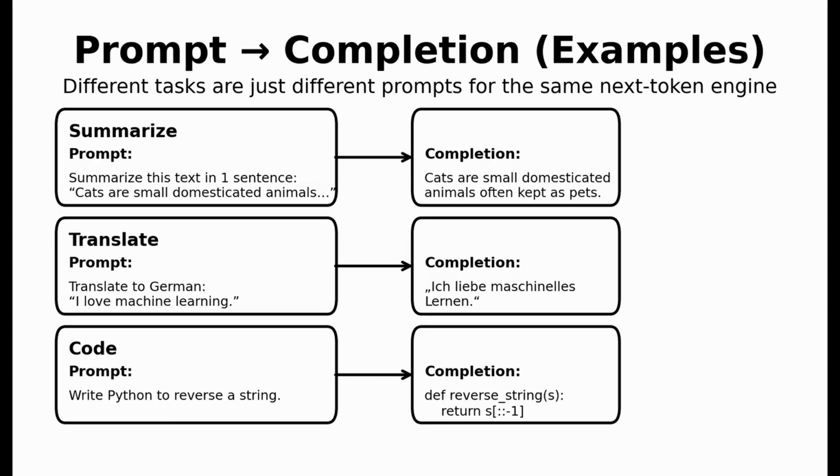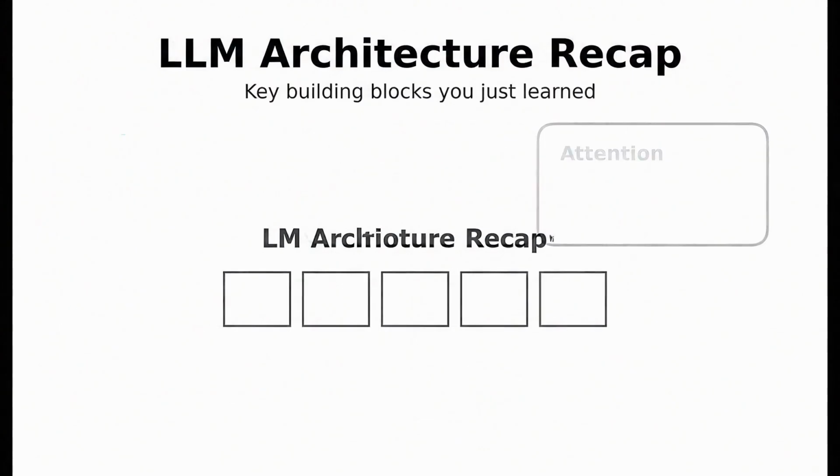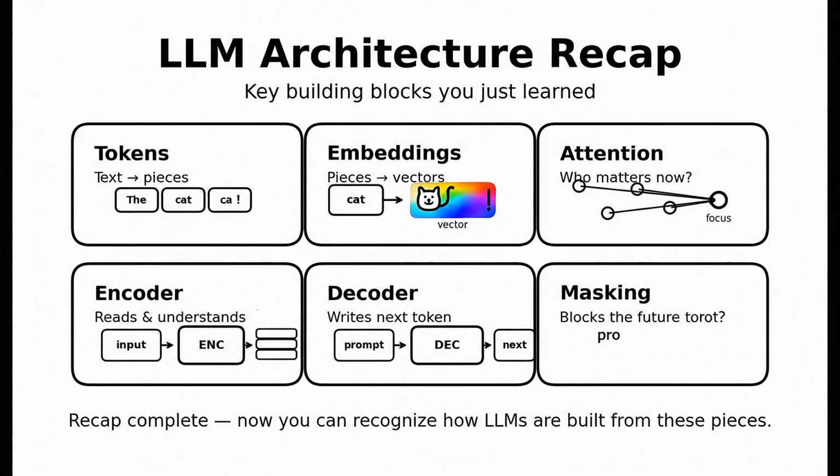Part of why decoder-only models became dominant is practical. The architecture is straightforward and scales well. Training can be done efficiently on massive datasets, and the same interface works for almost everything. You give it text, it continues text. If you only remember one picture, make it this. Text is split into tokens. Tokens become embeddings, and the transformer repeatedly uses attention to pull the most relevant context into each token's representation.